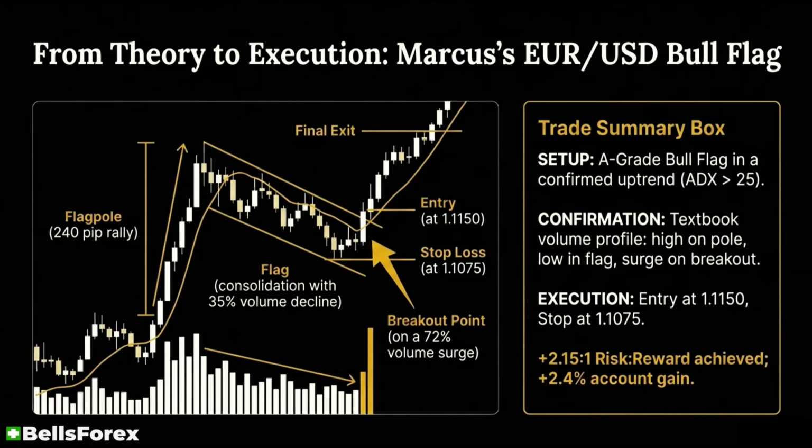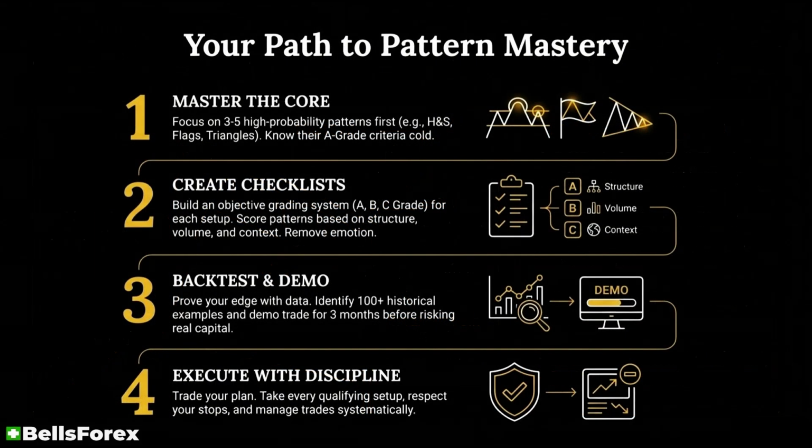Third, context. The same pattern has vastly different success rates depending on the trend and the time frame. Fourth, confluence. Aligning patterns with technical levels like Fibonacci or support and resistance multiplies your probability. And fifth, discipline. Knowledge means absolutely nothing without the discipline to execute your plan precisely. So what are the next steps for you, the learner, to move into this professional tier of trading in 2026?